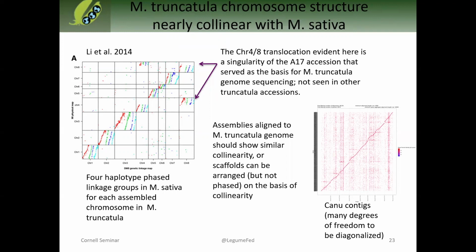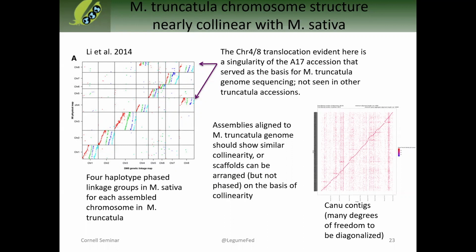There are a couple of interesting things that turn out not to really be about differences between sativa and truncatula. The particular accession that was chosen for the genome sequencing of truncatula had some peculiarities, and they show up when you compare it to other truncatulas. But when you try to use truncatula as your basis, you would expect that it would do a pretty good job of showing you collinearity.